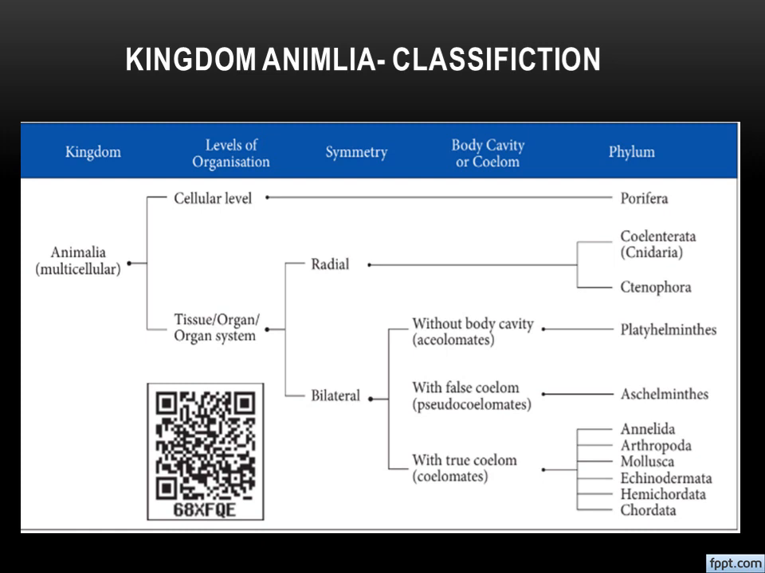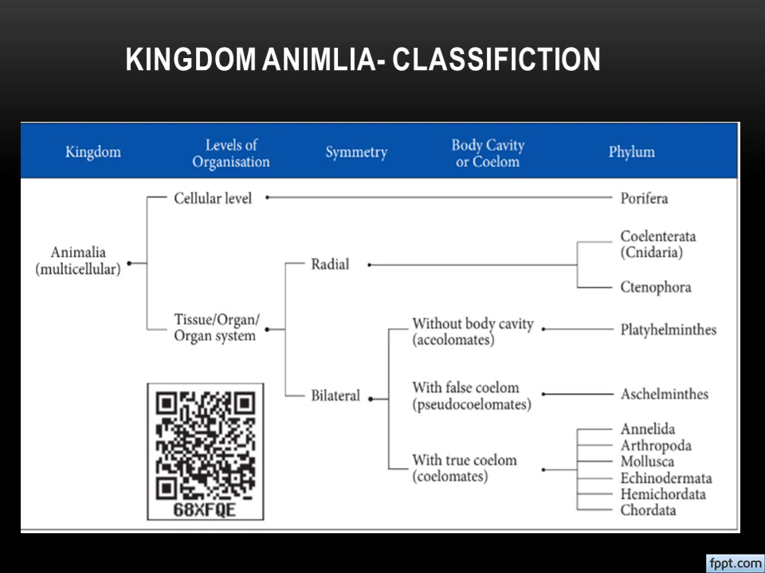Is it clear? See the first character, levels of organization. As per that, Kingdom Animalia is classified into two: cellular level as well as tissue and organ system level. As we said already, the cellular level is present only in the phylum Porifera. For the rest of the phyla, you have to know one thing. First of all, you must know all the phylum names, which you may have learned in the lower classes. Then only will you get the further details.